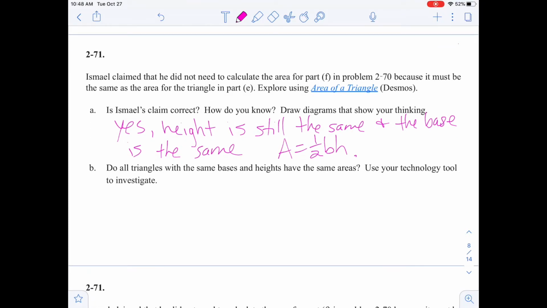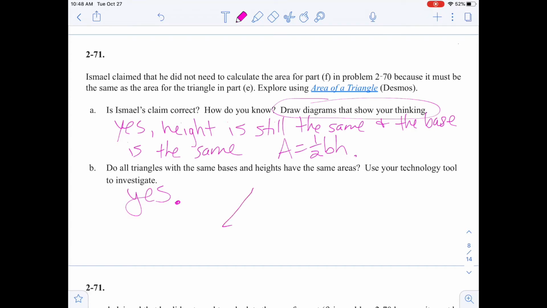Do all triangles with the same bases and heights have the same areas? Use your technology tool to investigate. Yes, they do. We already tried that to investigate, and then we were missing some diagrams from the beginning.